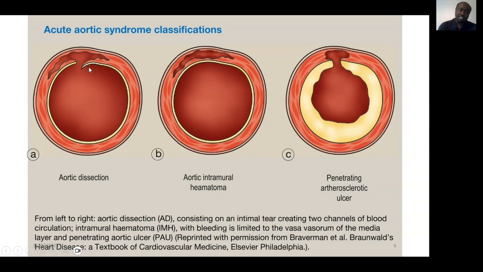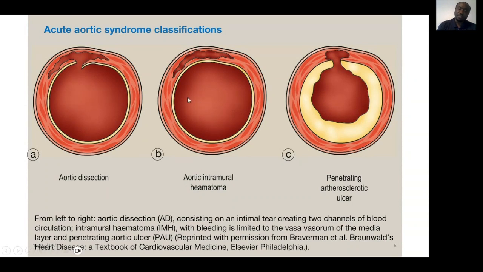However, in a dissection, there has been a rupture of this intima, and blood is flowing from the lumen of the aorta into the tunica media, creating eventually two lumens. So blood will flow here, which we regard as the true lumen, and blood will also flow here, which we now regard as the false lumen. And this is what leads to the consequences of dissection, and why it's quite urgent to treat this patient. Otherwise, they'll have end organ malfunction and possibly die.